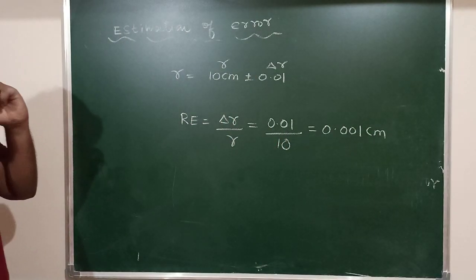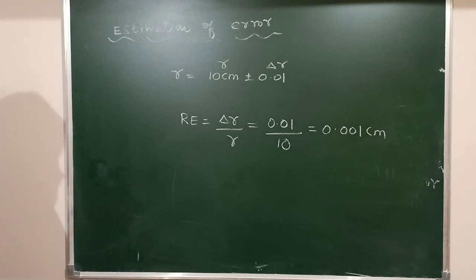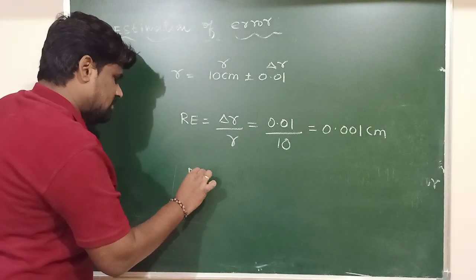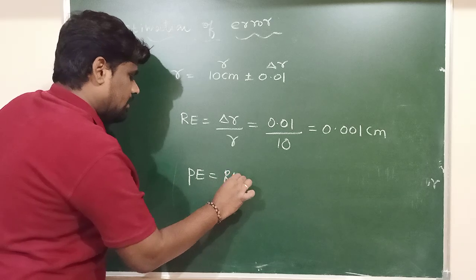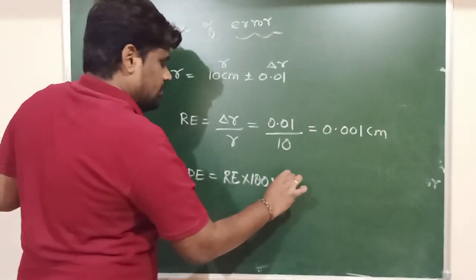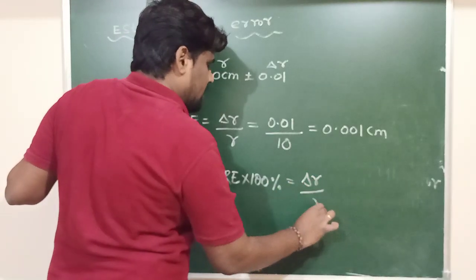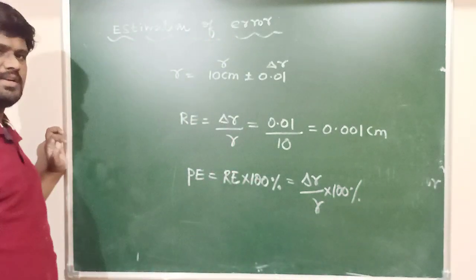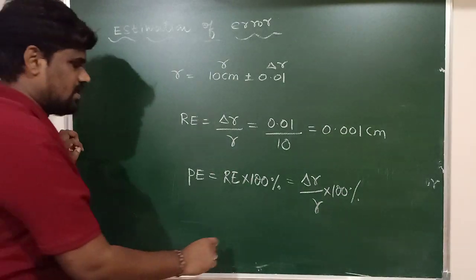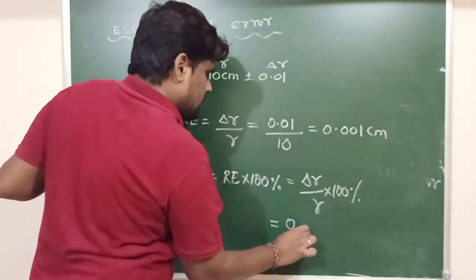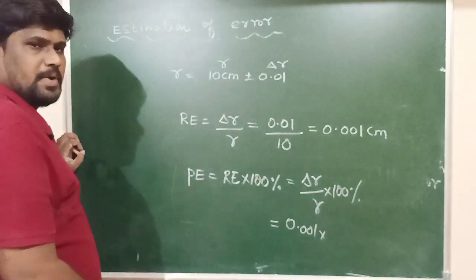Then what is the percentage of error in the measurement of radius? As I said, the percentage of error is always given by the relative error multiplied by 100%. So we write delta r divided by r multiplied by 100%, and this is the percentage of error. Tell me how much it is. The relative error is 0.001, multiplied by 100.